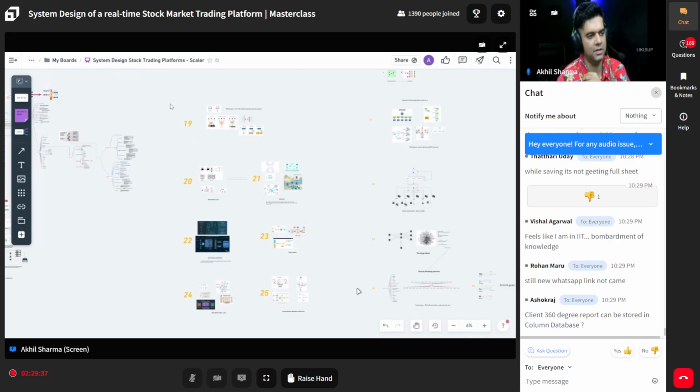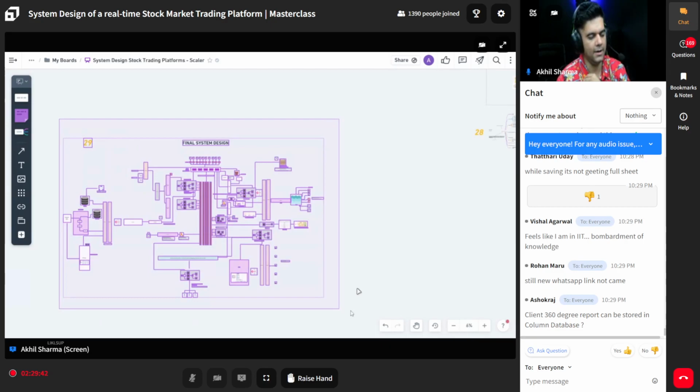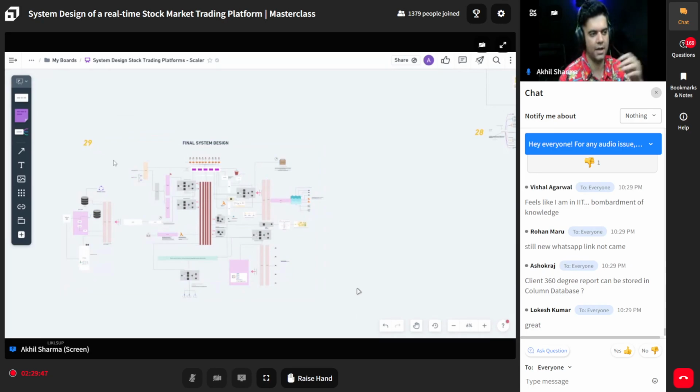Like I said, this is a complete system design. You will never be asked a question like, design a complete stock trading platform. You will get a small problem. So you may have to draw only this part of the system, only this part of the system.